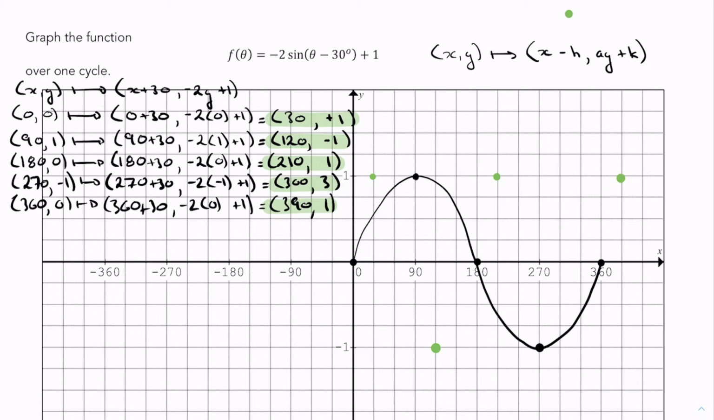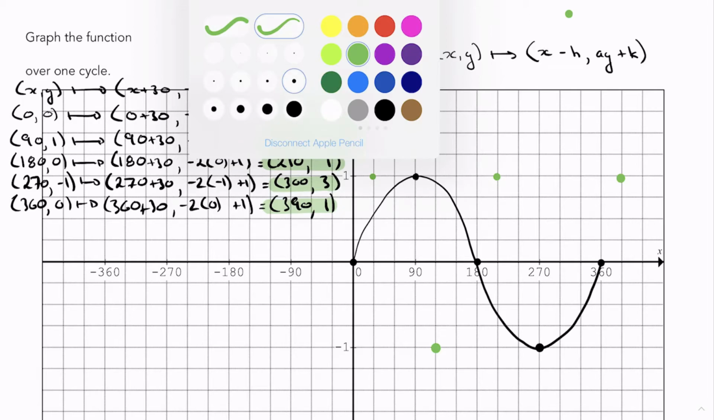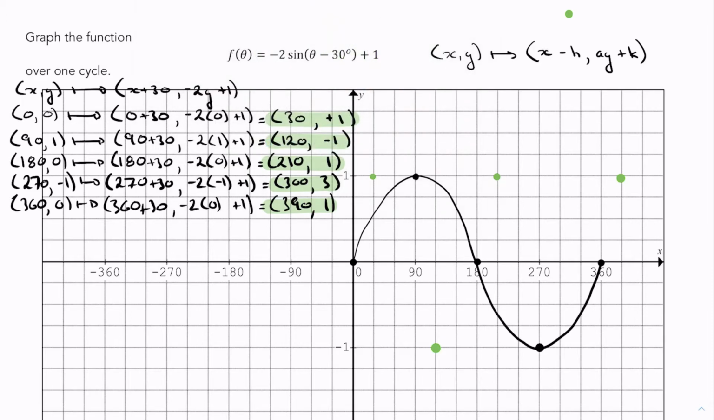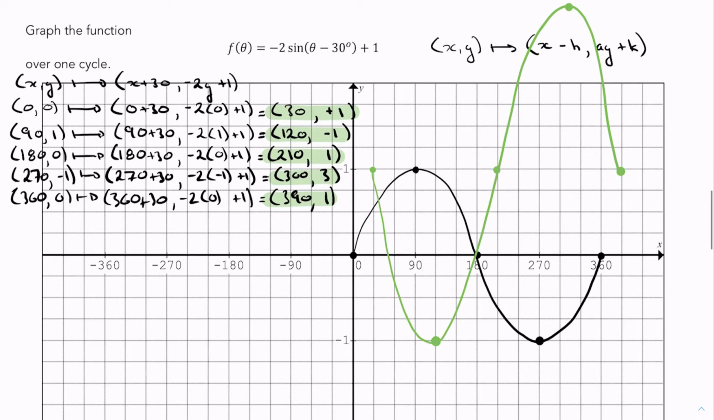Okay. Let me connect these dots together. I'm going to be coming down, turning up, going off the page possibly, and coming back down. And that will be my graph.